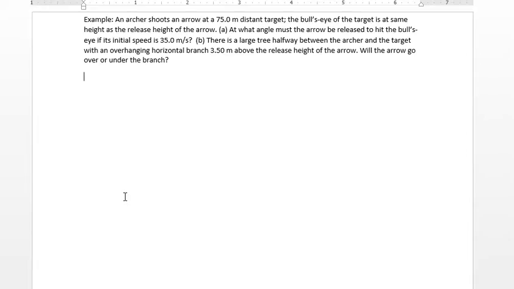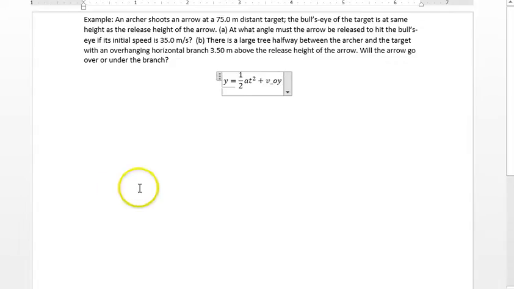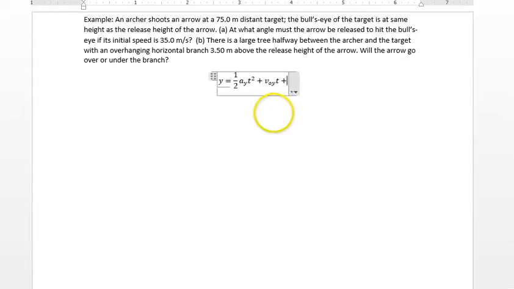Let's start by looking at the equations that we have to work with. We have y equals 1/2 a sub y t squared plus v naught y t plus y naught, right? And we have x equals 1/2 a sub x t squared plus v naught x t plus x naught. Right?